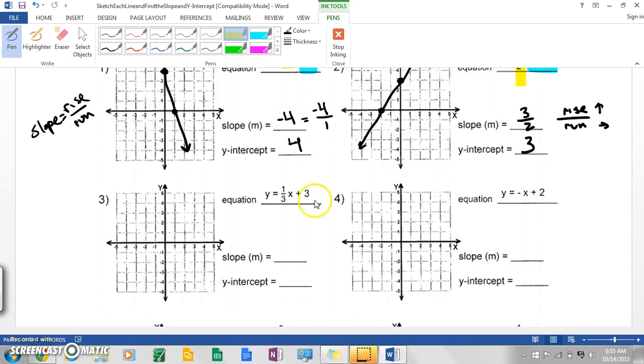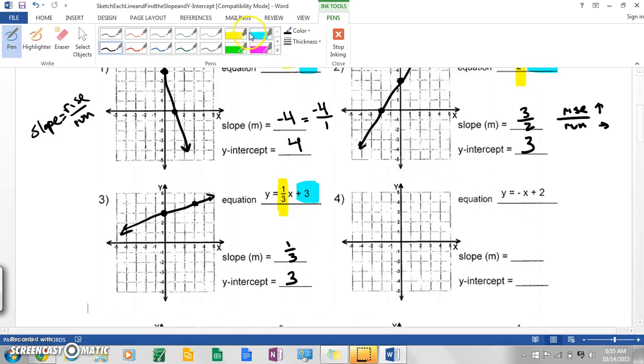Next, slope and y-intercept. Slope in this case is 1 over 3, y-intercept is 3. I go up to 3, and then I count up 1 over 3: 1, 2, 3. Connect my 2 points, and I have my line.